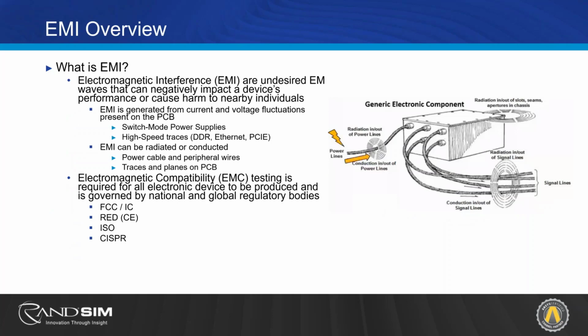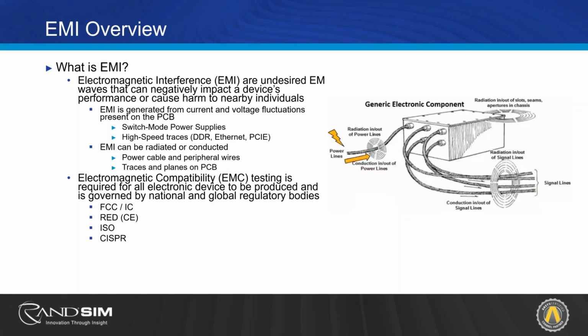So what is EMI? EMI stands for electromagnetic interference, and it's the undesired electromagnetic waves that can negatively impact a device's performance or cause harm to a nearby individual. If you look at the picture on the right, EMI can be generated from current and voltage fluctuations present on a PCB or cables associated with the device.